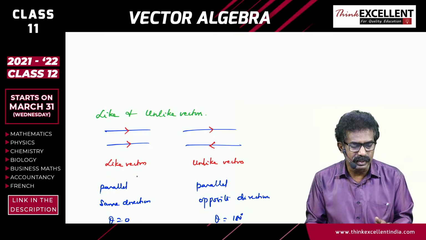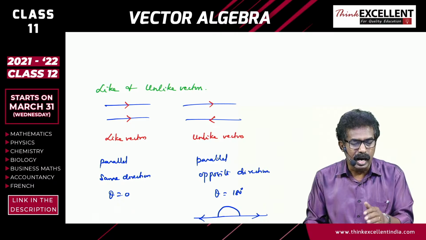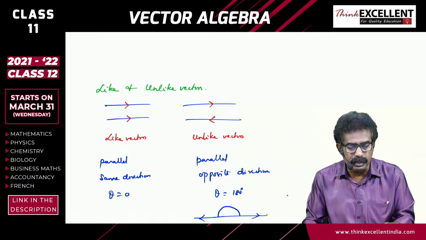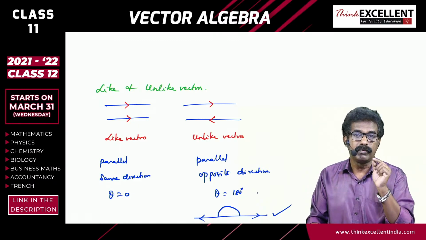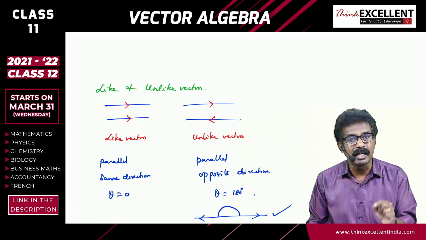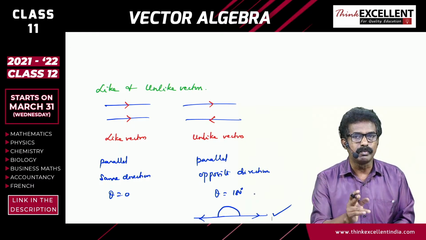Like vectors, angle between them is 0. அந்த ரெண்டையும் அப்படியே join பண்ணீங்கன்னா 0 ஆயிரும். Unlike, அந்த ரெண்டு vector join பண்ணீங்கன்னா you will be getting a line like this and angle in a straight line is 180 degree. So if two vectors are like vectors, angle between them is 0. If two vectors are unlike vectors, angle between them is 180.